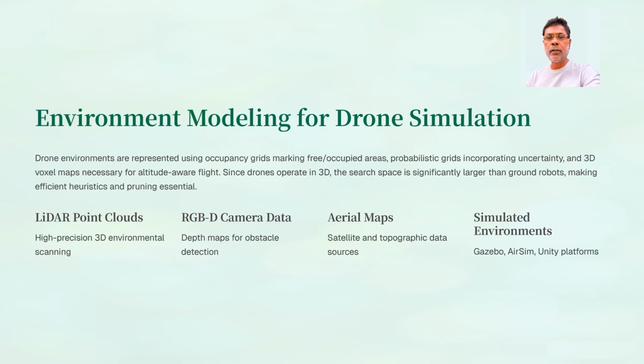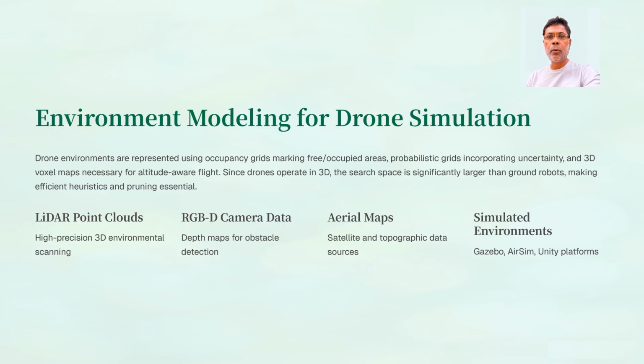In drone simulation, the environment needs to be modeled in a way that accurately reflects the space a UAV will navigate. This is often done using occupancy grids that label regions as free or occupied, probabilistic maps that account for uncertainty, and 3D voxel grids that capture altitude information. Because drones operate fully in 3 dimensions, their search space is far larger than that of ground robots, which makes efficient heuristics and pruning strategies especially important.